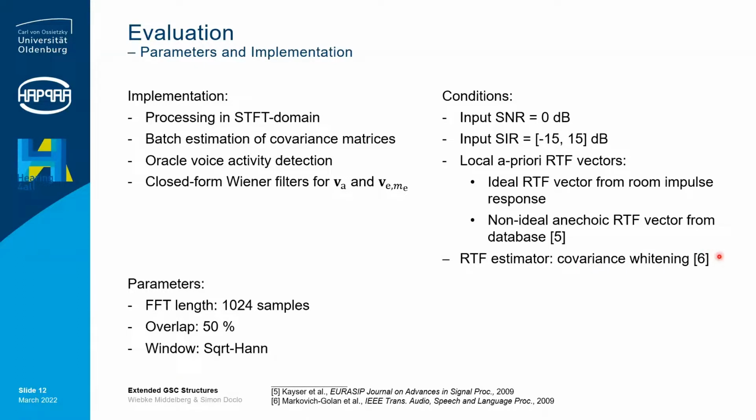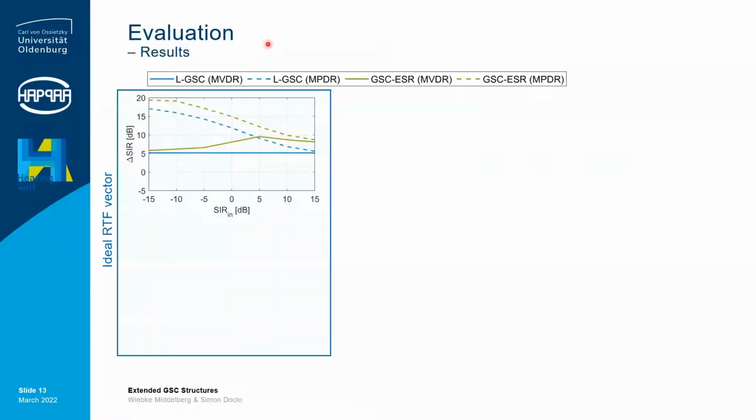For the estimation of the external RTFs, we used the standard method, covariance whitening. The metrics that we investigated were the signal to noise ratio improvement, delta SNR, and the signal to interferer ratio improvement, delta SIR. We now come to the results of the evaluation.